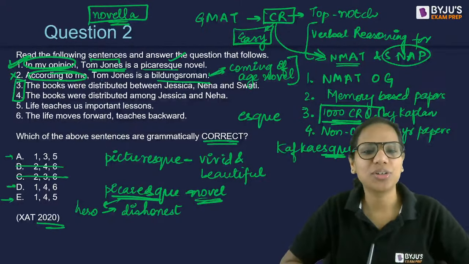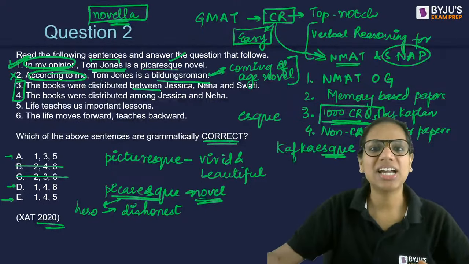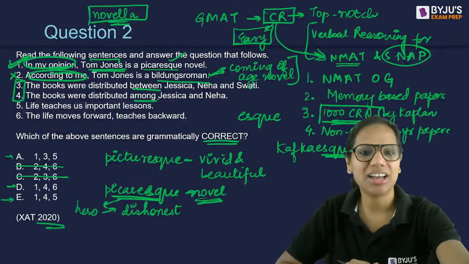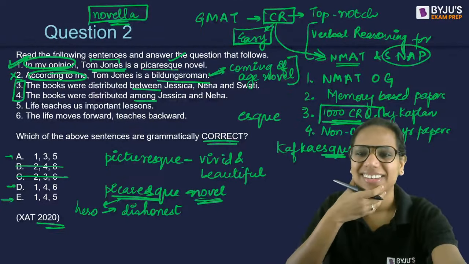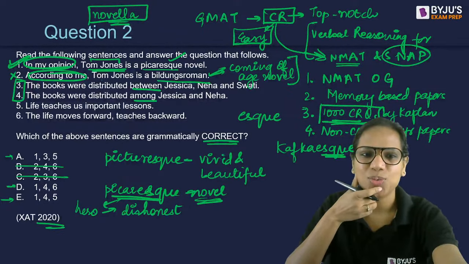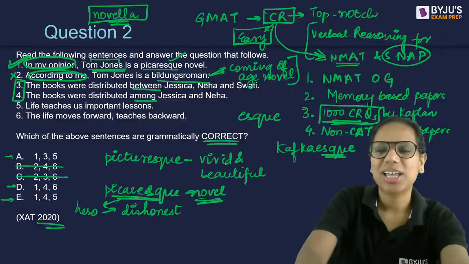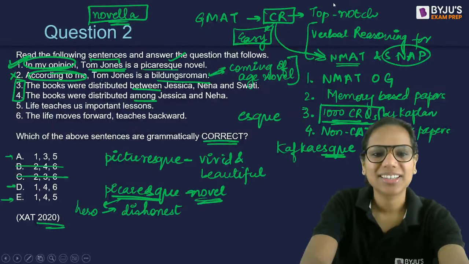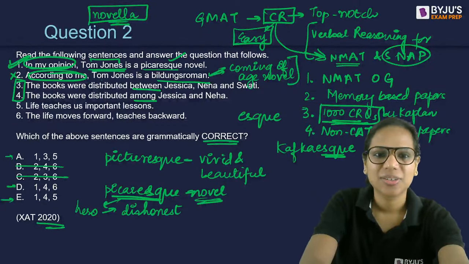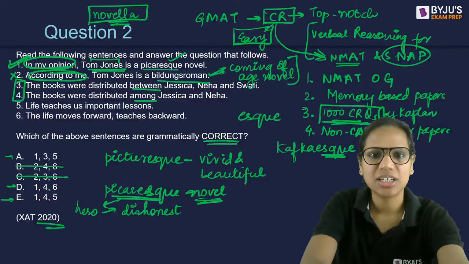This is a very important point here. Is three correct: between Jessica, Neha, and Swati, or among Jessica, Neha, and Swati? Which is correct? Or would you say neither? You can't really say neither, the options don't allow for that. So tell me, which one do you think out of three and four is correct? Is it okay to say "between" for three people, Jessica, Neha, and Swati?